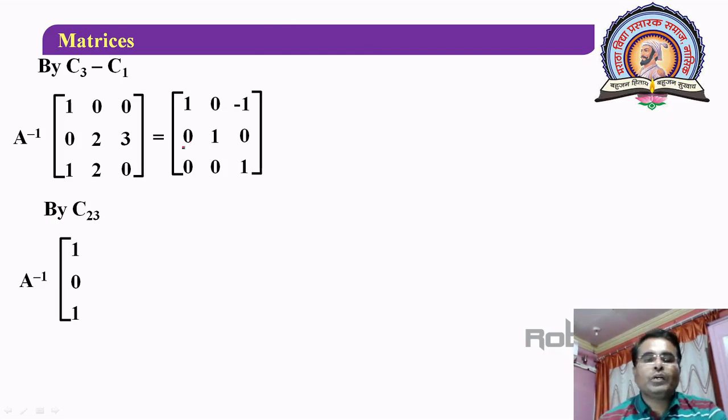Then next you have to reduce this element to 0, this element to 1 now. To make this 1, I am going to use two steps. First I am going to interchange these elements, that is C2 and C3. Due to this, what happens?